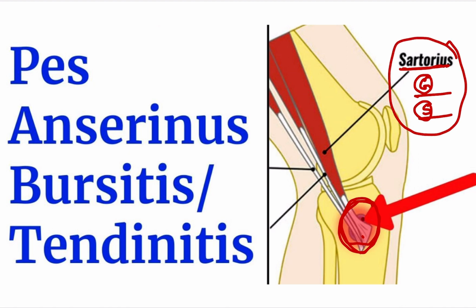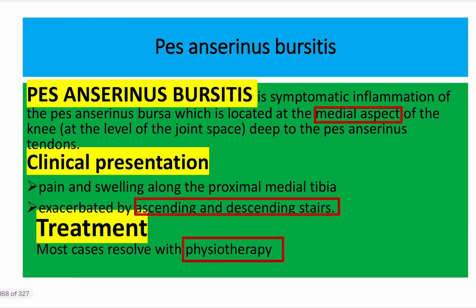Sometimes inflammation occurs in this pes anserinus, so pain and swelling occur in the medial aspect of the proximal tibia, and it is known as pes anserine bursitis or tendinitis, because these three tendon groups are known as the pes anserinus. So what is pes anserine bursitis? It is the symptomatic inflammation of the pes anserinus. That means these three important muscle tendons, or it is the bursa, which is located at the medial aspect of the knee.